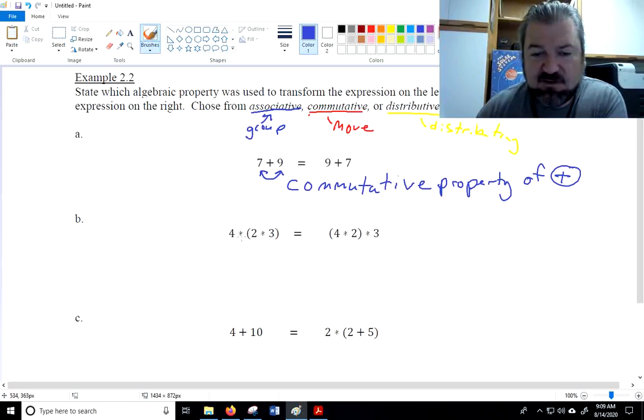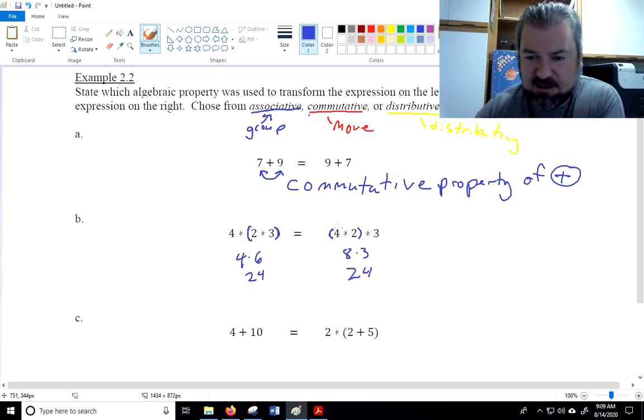Okay, 4 times (2 times 3). These parentheses are grouping symbols from the order of operations. So if I was to evaluate this, this would become 4 times 6, and then that's 24. But we're claiming that's the same as over here. 4 times 2 is 8. I had to do what's in the parentheses first, right? But 8 times 3 is also 24. So what we see is that moving what was grouped together did not change the answer with multiplication.